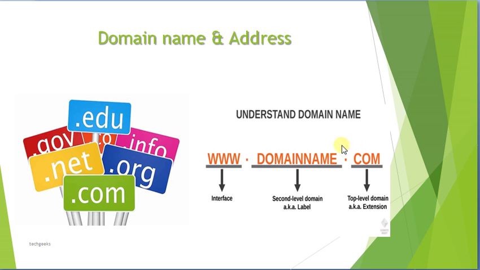Just try and understand this domain name. www is an interface, called a subdomain, but it can be different. In this domain name you can put any name. You can put TechGeeks or ViraTech, anything. It's a second level domain. This .com, the extension, is a top level domain. It can be .education, .edu, .info, .org. I have shown you some top level domains like .com, .org, .net, .education, .government.